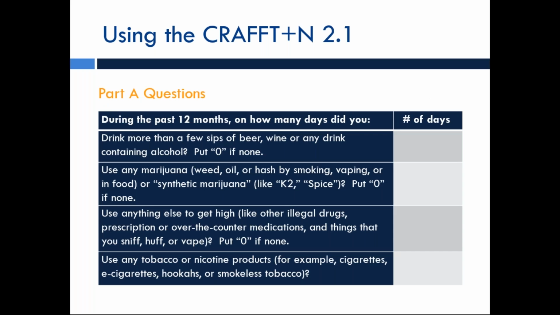So I'm going to walk you through Part A of the CRAFFT+N 2.1, the most recent version of the CRAFFT, and it's asking about past 12-month use. During the past 12 months, on how many days did you drink more than a few sips of beer, wine, or any drink containing alcohol? And you would put 0 if none. Use any marijuana, weed, oil, or hash by smoking, vaping, or in food, or synthetic marijuana like K2, spice. Use anything else to get high, like other illegal drugs, prescription or over-the-counter medications, and things that you sniff, huff, or vape. Or use any tobacco or nicotine products, for example, cigarettes, e-cigarettes, hookahs, or smokeless tobacco.